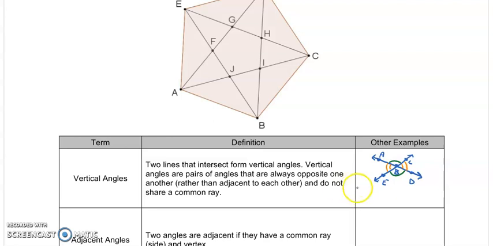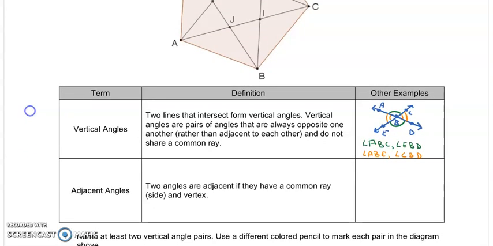So let's go ahead and write those out. We have angle ABC is vertical with angle EBD, and we have angle ABE is vertical to angle CBD. Now, our next vocabulary word is adjacent angles. Two angles are adjacent if they have a common ray, so they share a side and a vertex. So they're right next to each other.